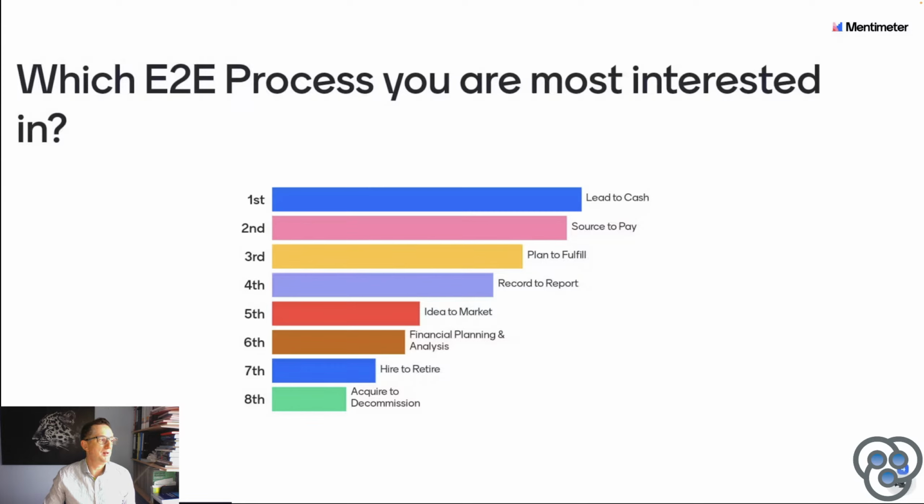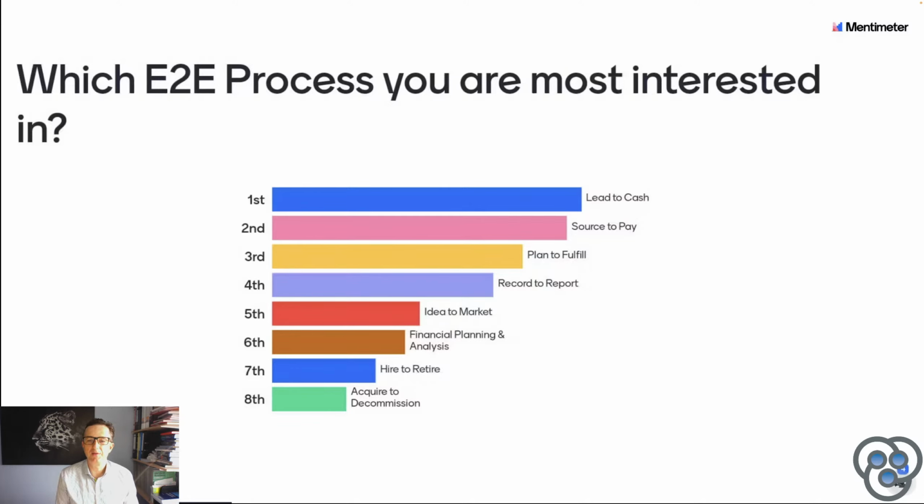That was the poll we did last, I think on Monday. It was about end-to-end processes and which are the most interesting end-to-end processes to you. We asked, and this was the result. For you, the most interesting end-to-end processes are lead to cash and source to pay, which are all related to relationships with our business partners. Is it customer? Is it supplier? So that is first and second.